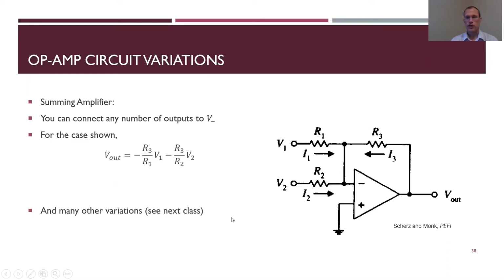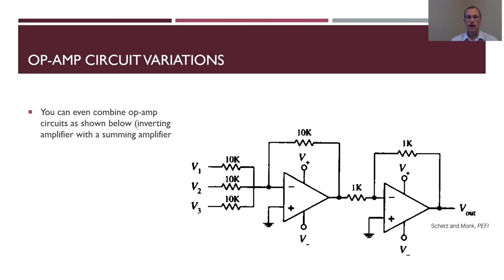There are also many other variations, which we'll see next class. There are also some variations where you can combine them. So I can have an inverting amplifier and a summing amplifier. Inverting amplifier over here, summing amplifier over here with 3 different inputs. So you connect these up in series or parallel and do all sorts of fun stuff with them. Again, we'll see a few more simple variations next class or next week, and then go on from there.